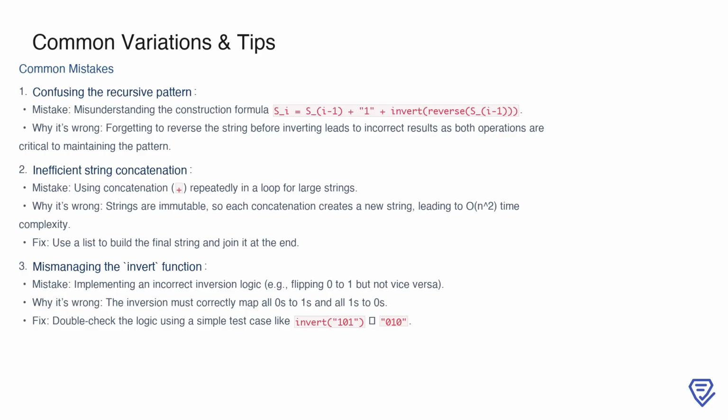Lastly, mismanaging the invert function can cause problems. The inversion logic must be precise. Every 0 should turn into a 1 and every 1 into a 0. Testing your invert function with simple cases, like invert 101, can help ensure it's working correctly.